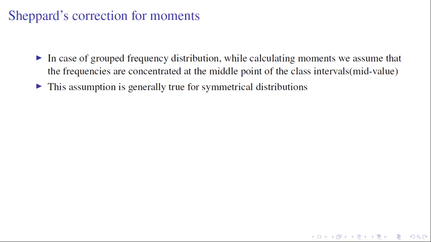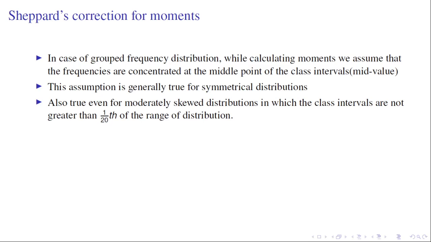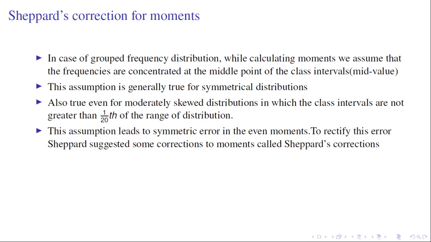This assumption is generally true for symmetrical distributions. We have already discussed what a symmetrical distribution is. In case of symmetrical distributions, this assumption holds good. Also, it is true for moderately skewed distributions in which the class intervals are not greater than 1/20th of the range of the distribution. This assumption leads to a symmetric error, or grouping error, in the even moments. Only even moments are affected. To rectify this error, Professor Sheppard suggested some corrections to moments, called Sheppard's corrections.